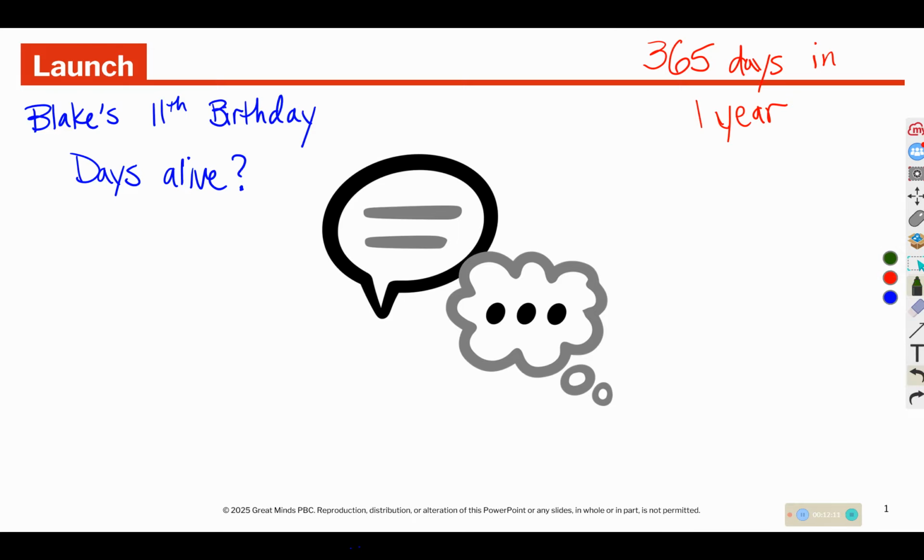Here's an estimate that I came up with. He's 11, and this is approximately 400. 365 rounded to the hundreds place would be 400. I know that 11 times 4 is equal to 44. And then I have 2 zeros.